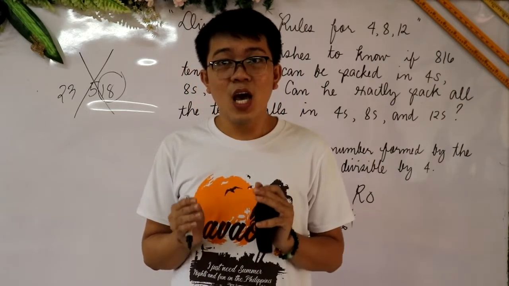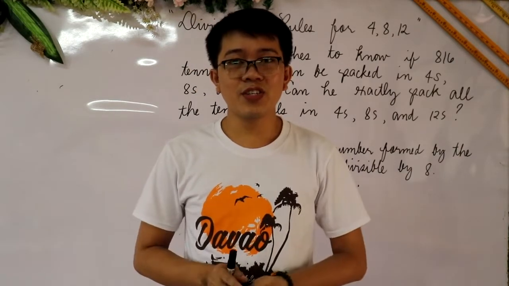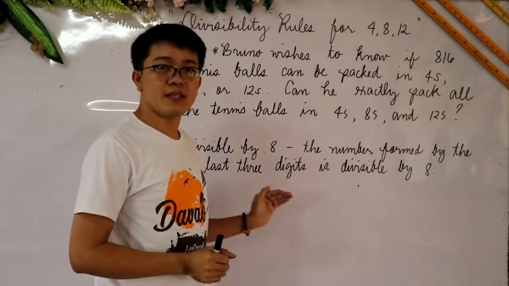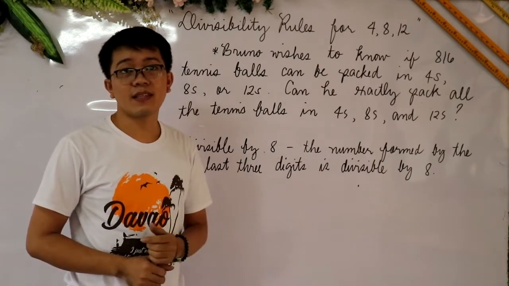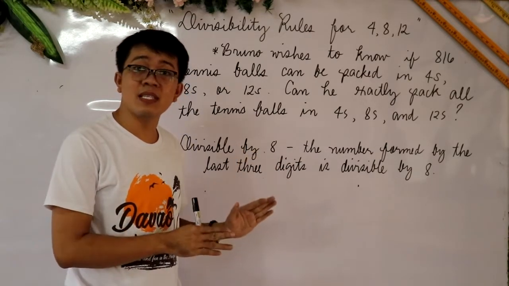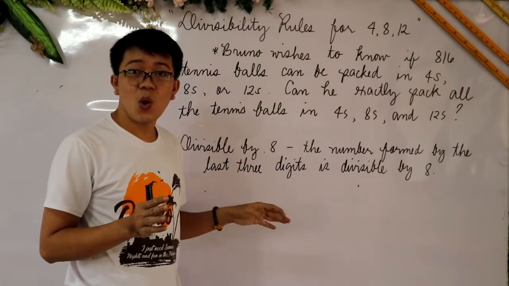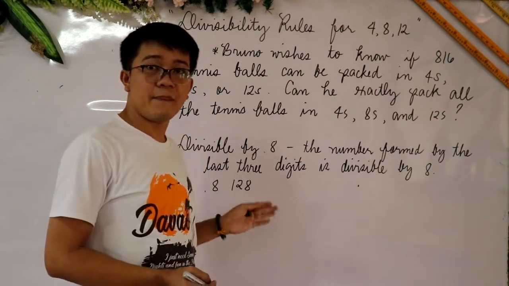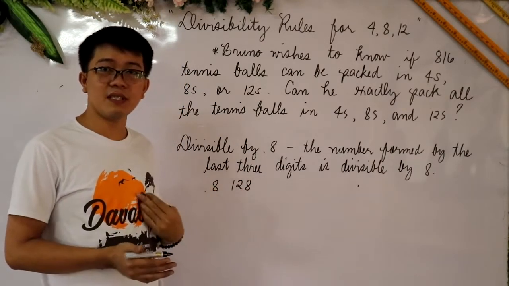Now it's time for us to proceed to divisibility rule number 8. According to the condition here in divisibility rule number 8, a number is divisible by 8 if the number formed by the last 3 digits is divisible by 8. It sounds similar to 4, but in divisibility rule number 4, we only have to get the 2 digits. But here, we need to get the number formed by the last 3 digits. So I have here an example for you. I have here 8,128. Let's find out if this number is divisible by 8.